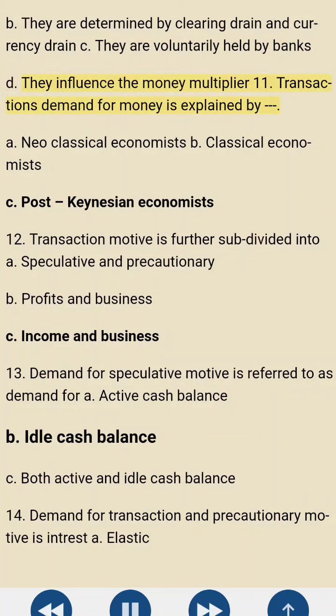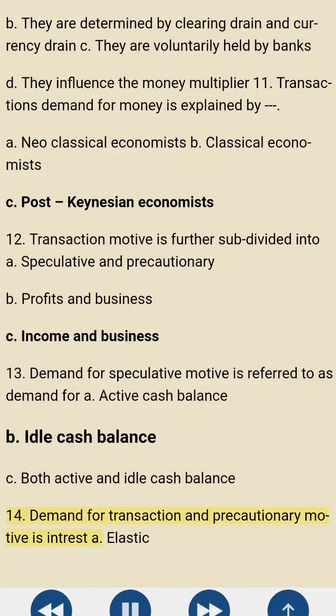11. Transactions demand for money is explained by A. Neoclassical economists. B. Classical economists. C. Post-Keynesian economists. 12. Transaction motive is further subdivided into A. Speculative and precautionary. B. Profits and business. C. Income and business. 13. Demand for speculative motive is referred to as demand for A. Active cash balance. B. Idle cash balance. C. Both active and idle cash balance.